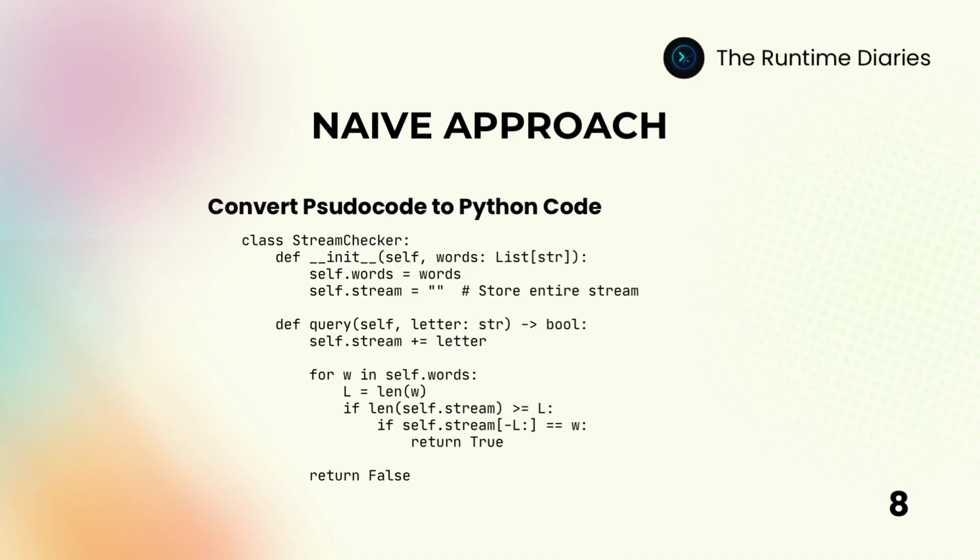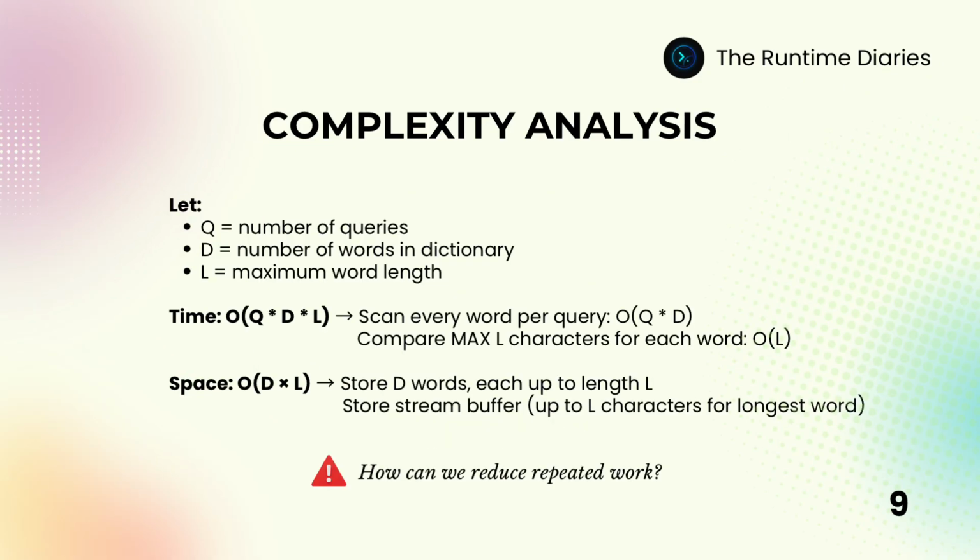Notice how clean it is. We're using Python's negative indexing to grab the last L characters, self.stream of -L onward. For small inputs like 5 words and 20 queries, this runs fine. But submit this to LeetCode on a large test case, you'll get the time limit exceeded error. So why does this fail?